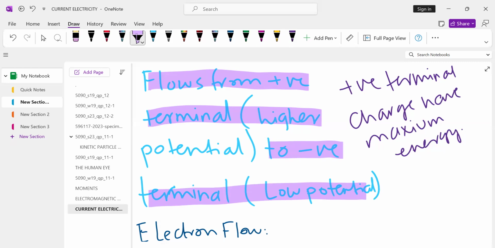Usually a question that asks you to identify which one of the circuit diagrams represents the positive or negative terminal may come in P1 and P2, and sometimes in P2 you have to draw the conventional current or the electron flow.